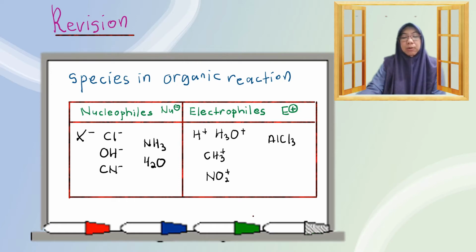For molecules which have an empty orbital, we add them as electrophiles, which is aluminum trichloride. Also we have BF3, and also we have SO3, sulfur trioxide.